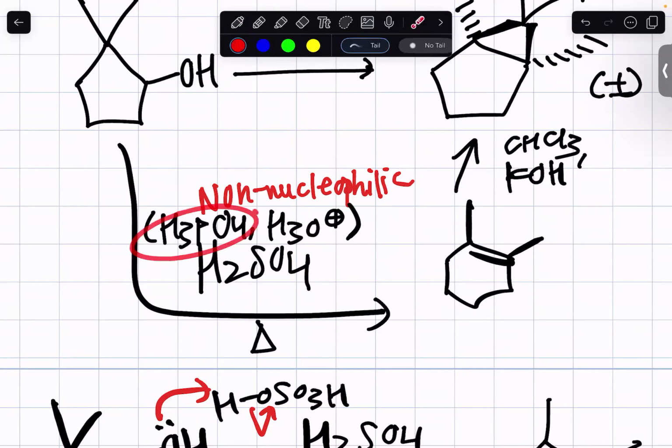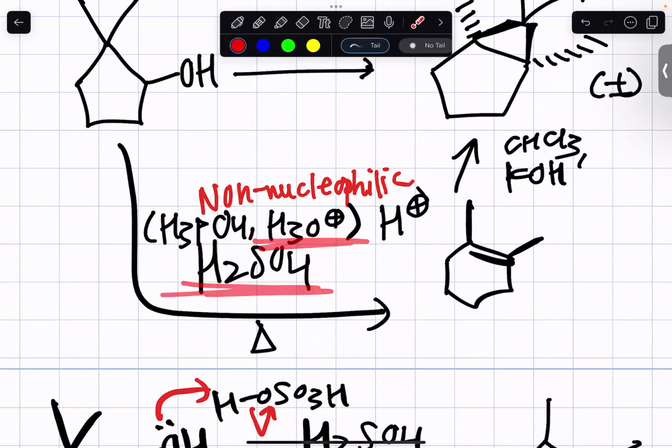Yeah, these 3 here are non-nucleophilic acids. The most common ones are H2SO4 or H3O plus. Sometimes professors just put H plus like that, but you'll most likely see H2SO4 and/or H3O plus.